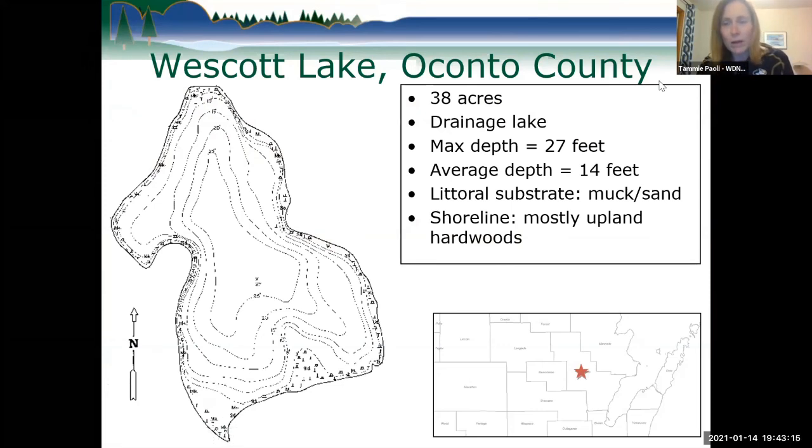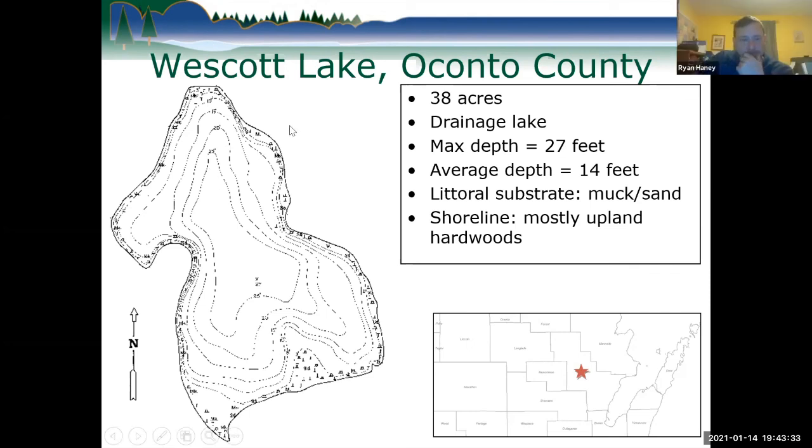I just wanted to start off by giving a few quick facts about the lake. Wescott Lake is a fairly small lake, 38 acres. It's a drainage lake, meaning that neighboring Usa Lake drains into it. The max depth that I have from one of our databases is 27 feet, averaging 14 feet. The substrate is composed of muck and sand, and the shoreline is mostly upland hardwoods.